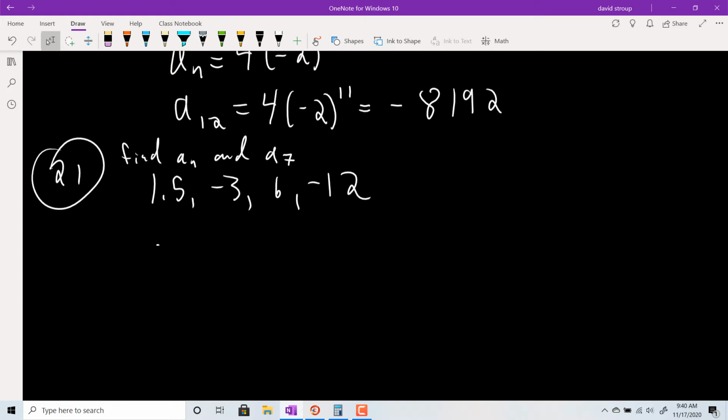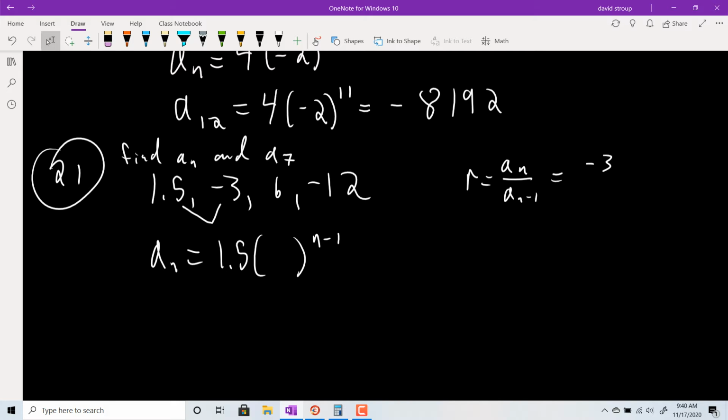Okay. So a sub n will be a sub 1, 1.5, times the common ratio to the n minus 1. To find the common ratio, you just take two consecutive values and divide them. So r is always going to be a sub n all over a sub n minus 1, which in this case, if you use a sub 2 and a sub 1, it will be negative 3 all over 1.5.